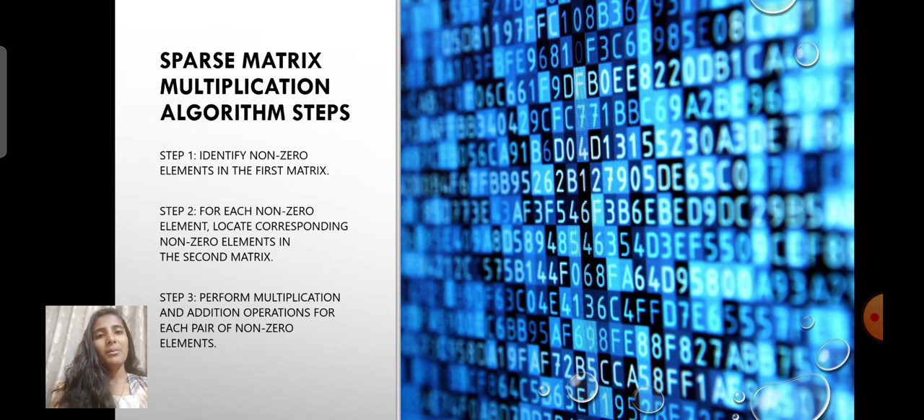Sparse matrix multiplication algorithm steps. Step 1. Identify non-zero elements in the first matrix. Step 2. For each non-zero element, locate the corresponding non-zero element in the second matrix. Step 3. Perform multiplication and addition operations for each pair of non-zero elements.